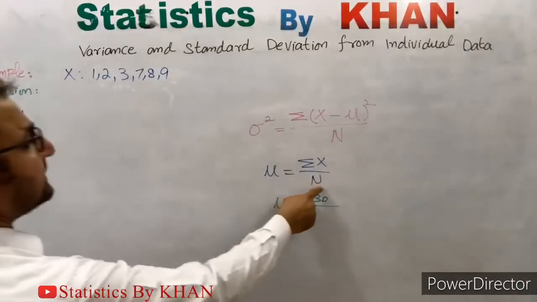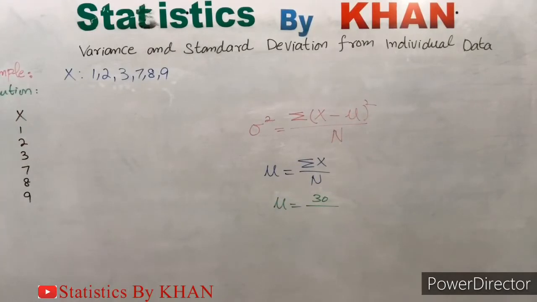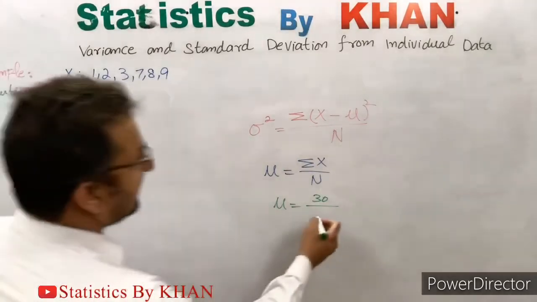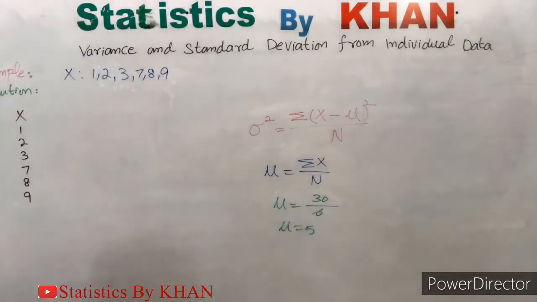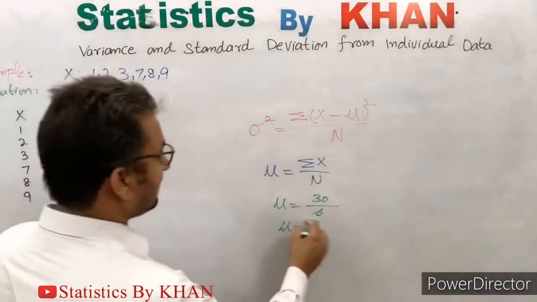And this n stands for the number of data points in that data set. If we count the number of data points in this data set, they are 6: 1, 2, 3, 4, 5, 6. So we will write 6 over here. And if we simplify, we will get 5 as the population arithmetic mean. So now this is the population arithmetic mean.